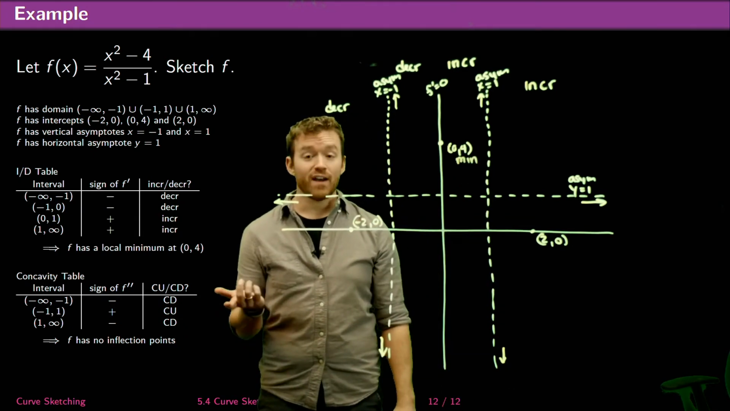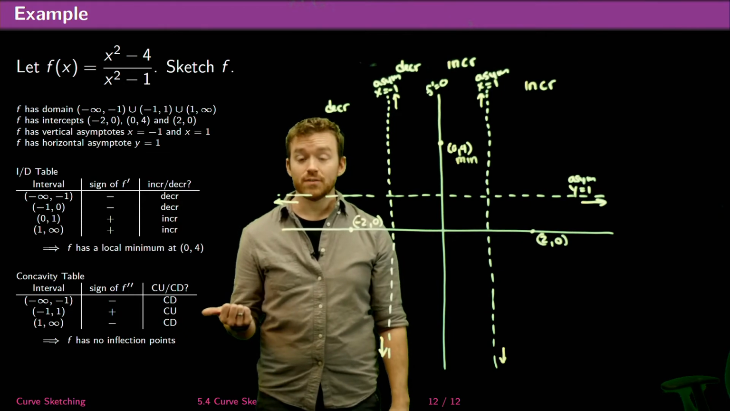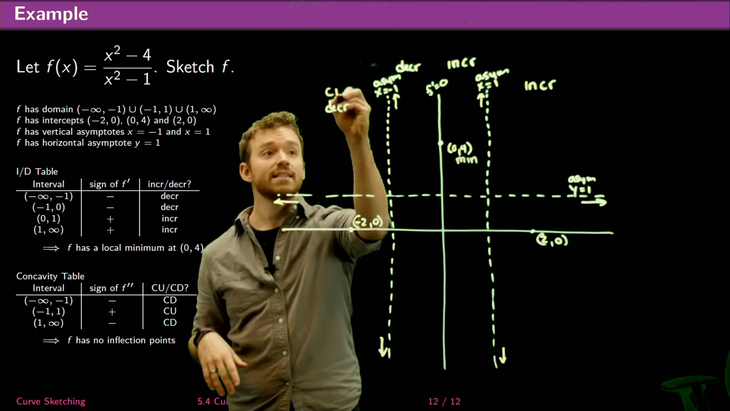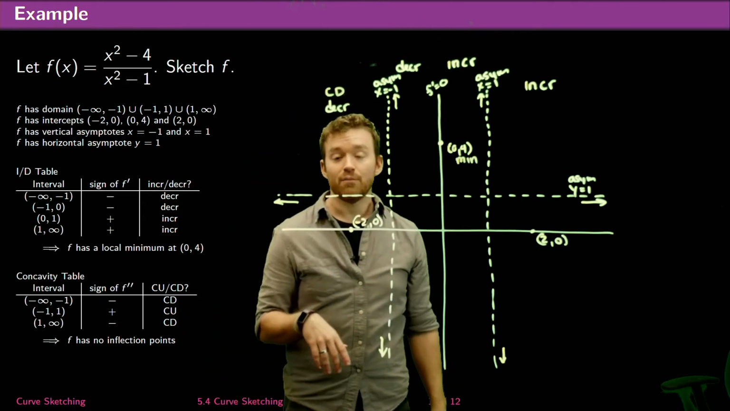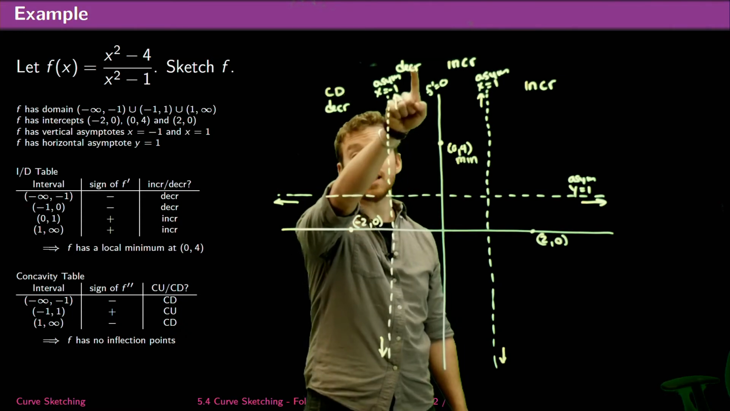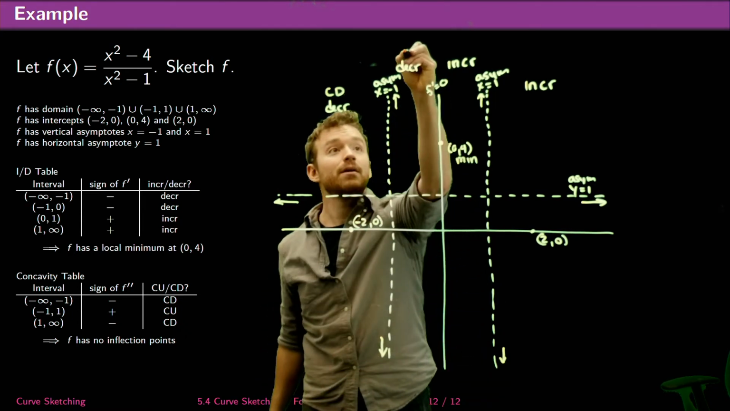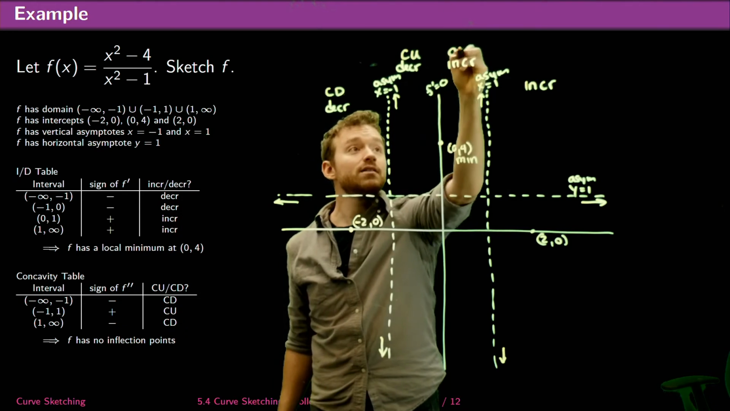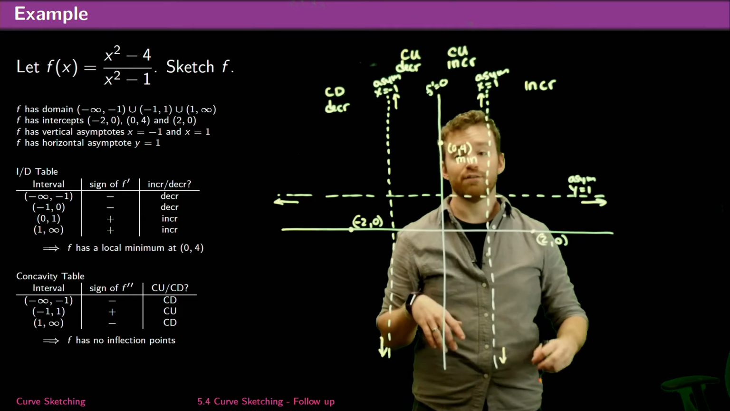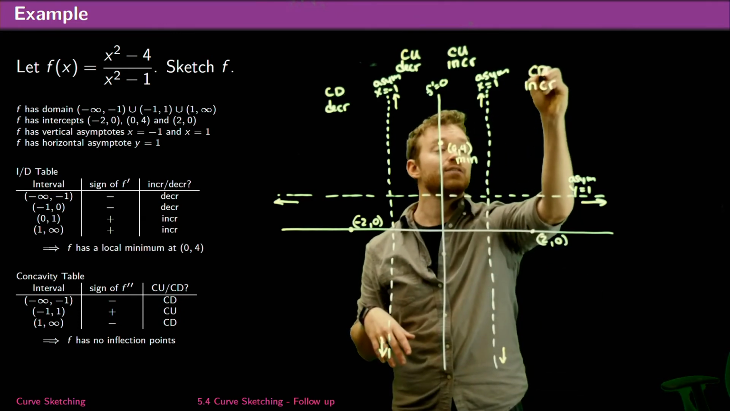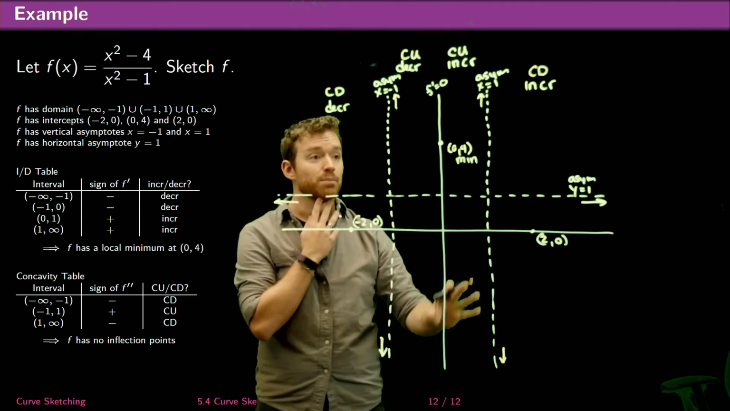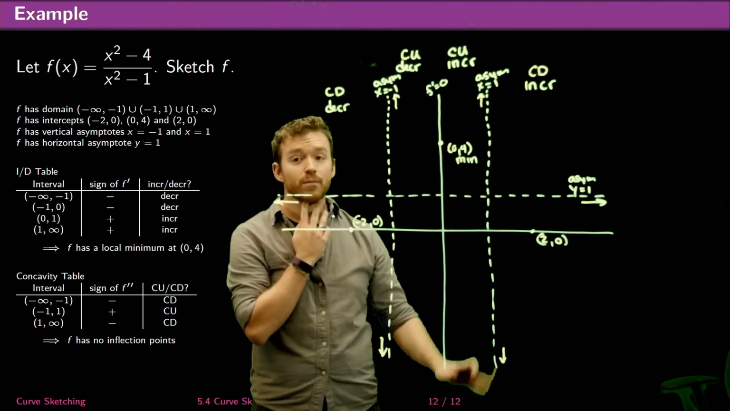Finally, in the third video, we found out about concavity. Our concavity table tells us that from negative infinity to -1, my function's concave down, so I'll write CD for concave down. From -1 to 1, it's concave up, so CU, CU. And finally, on this last interval, I'm concave down again from 1 to infinity. So this is concave down. And that's it. There are no inflection points for us to plot. This is all the information from my tables.